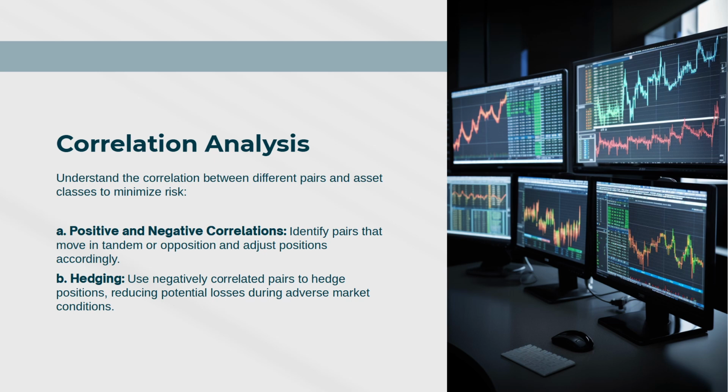Correlation analysis. Understand the correlation between different pairs and asset classes to minimize risk. Positive and negative correlations. Identify pairs that move in tandem or opposition and adjust positions accordingly. Hedging. Use negatively correlated pairs to hedge positions, reducing potential losses during adverse market conditions.